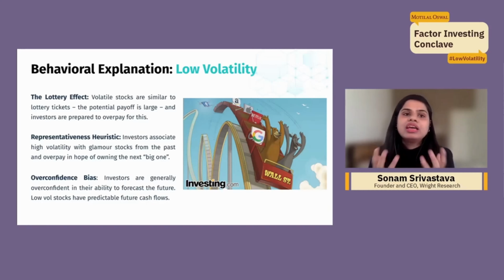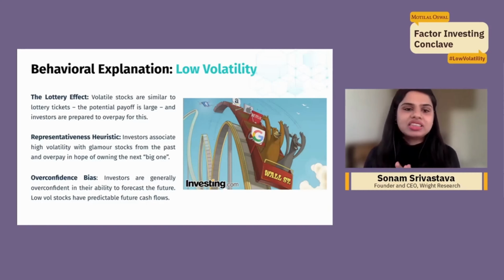The third behavioral bias that investors have is that investors are generally overconfident, right, about beating the benchmark. They want to forecast the future, right? They want to outperform the market, right? So if you have a low volatility stock which will give you a stable sort of return, which is very predictable, it's not interesting for people, right? They want to find out the next big thing.